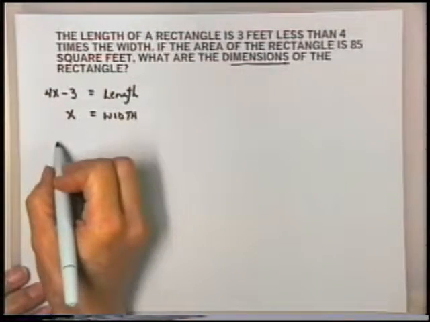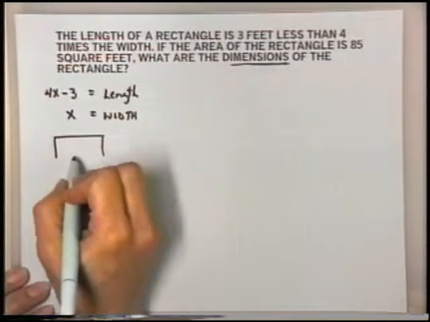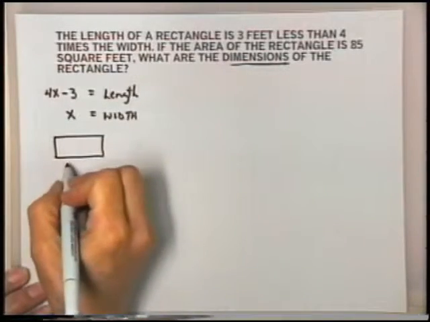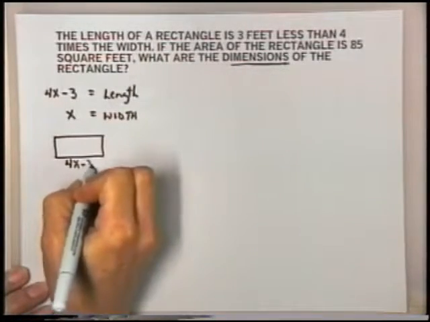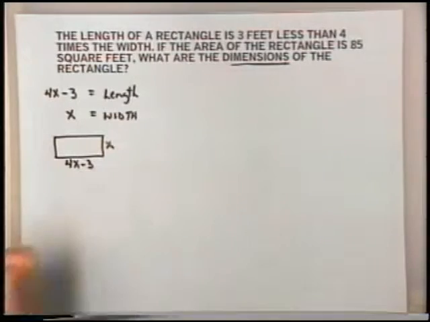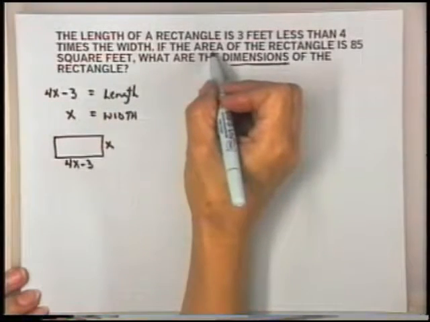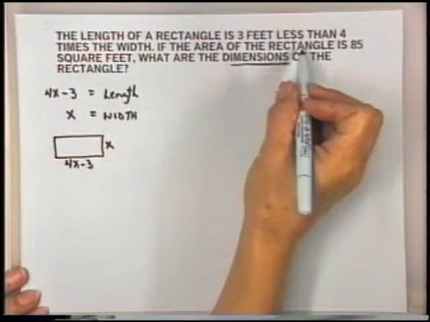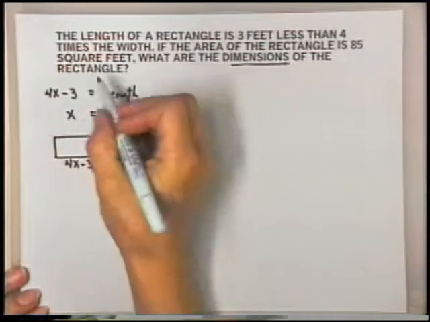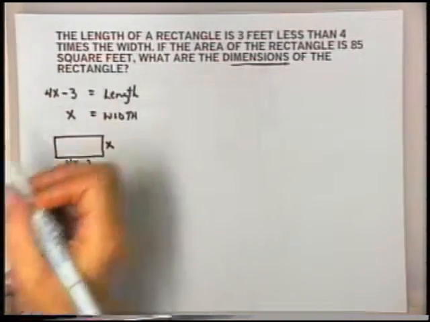Since this problem involves a rectangle, we can sketch a picture of a rectangle. We have our length is 4x minus 3, and our width is x. Notice in the problem in our second sentence, we are told the area of the rectangle is 85 square feet.